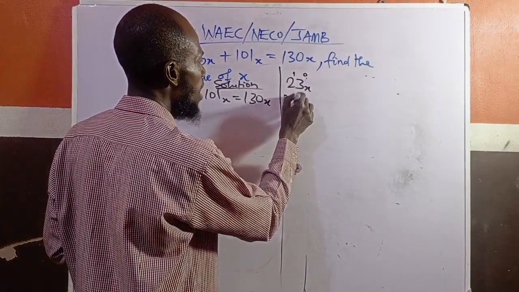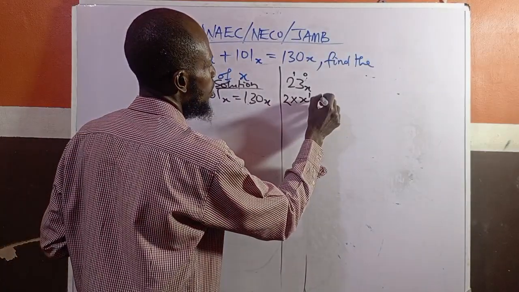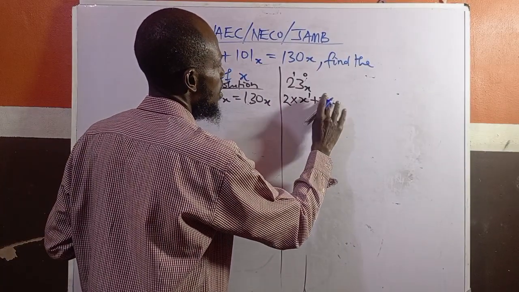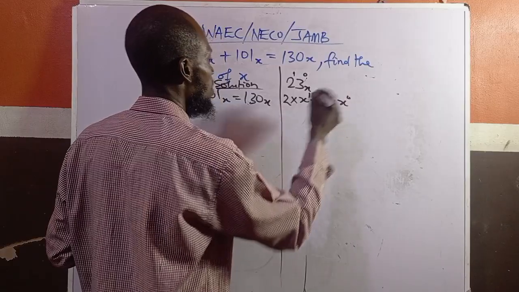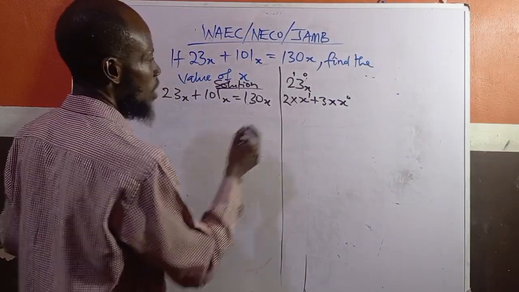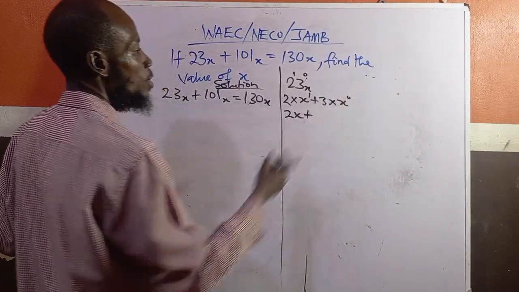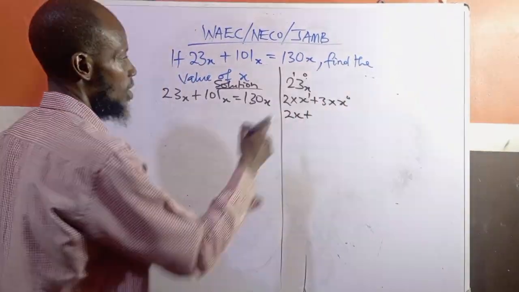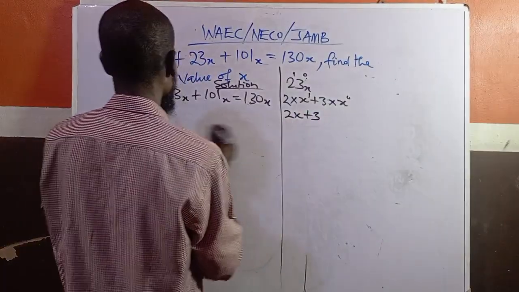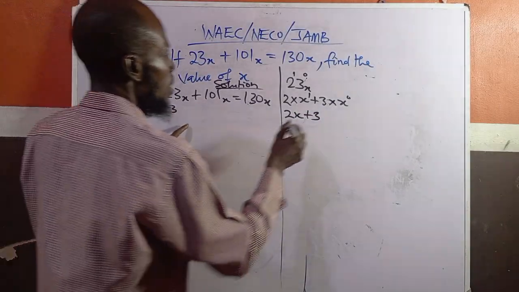So we have 2 times x to the power of 1 plus 3 times x to the power of 0. So for this one, simplifying it, we are going to have 2x plus 3 times x to the power of 0 is 1. So 3 times 1 is 3. So this gives us what? 2x plus 3. So that's that.